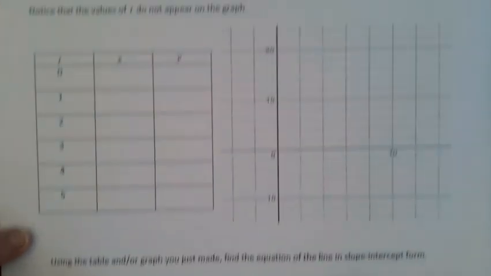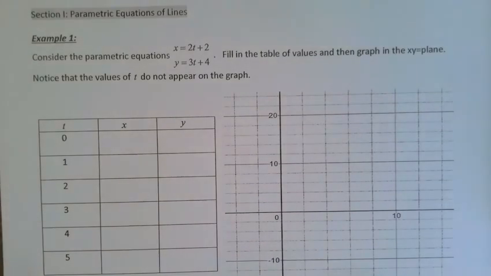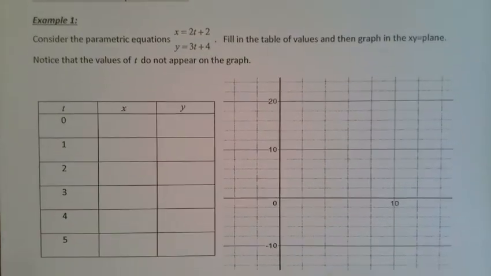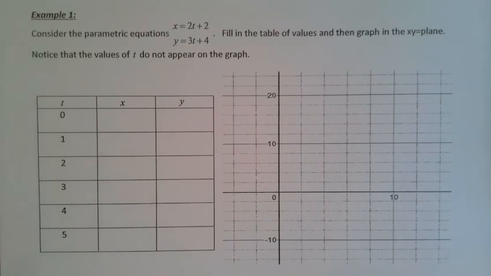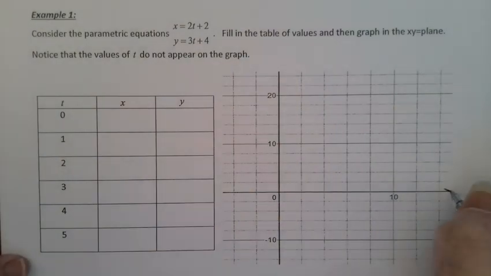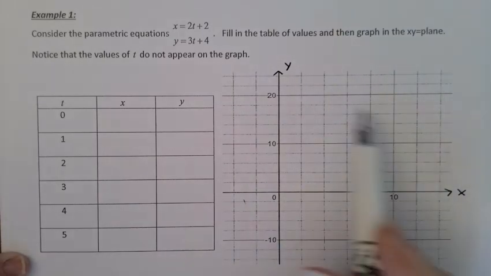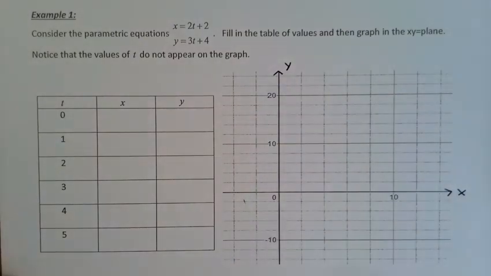So let's give this a try. Here's a set of parametric equations for us to work with. X is equal to 2t plus 2, and y is equal to 3t plus 4. We're going to try to fill in a table of values and then graph whatever this looks like in the xy plane. Okay? Notice this is the xy plane. The values of t themselves never appear on the graph. T is just used to get to the x and the y.